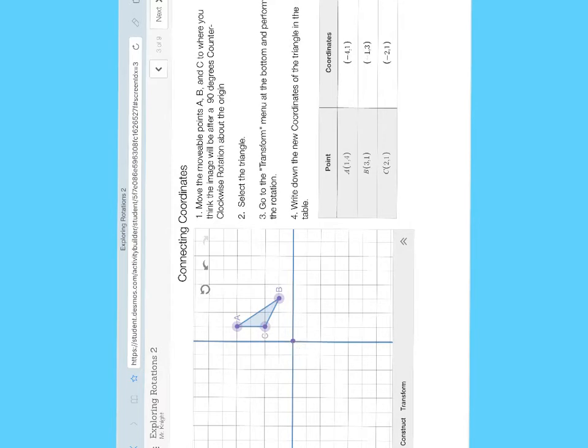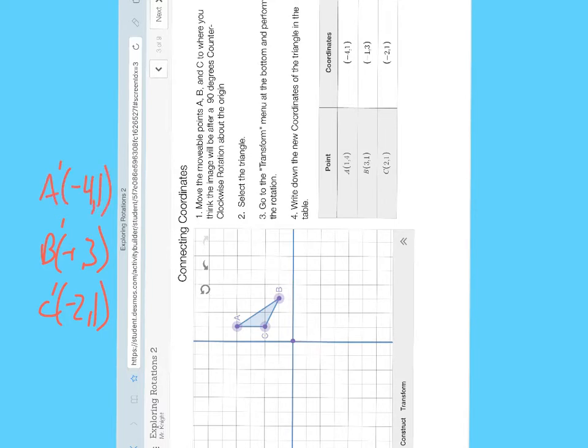Then this point right here, the way we're looking at it, is -2, 1. All right? So the new C is at -2, 1. The new B here is at -1, 3. See that? So looking at it the way that it's sitting right now, -1, 3. All right? And the new A is going to be at -4, 1. So A prime is at -4, 1.